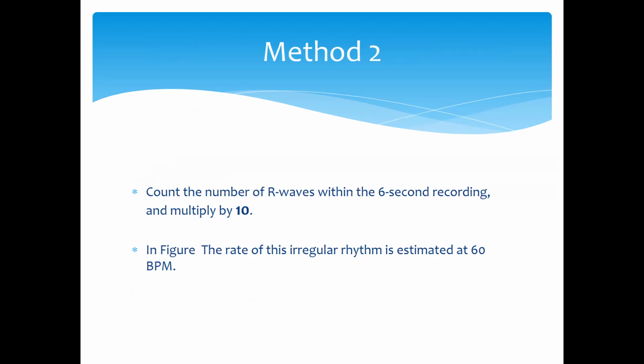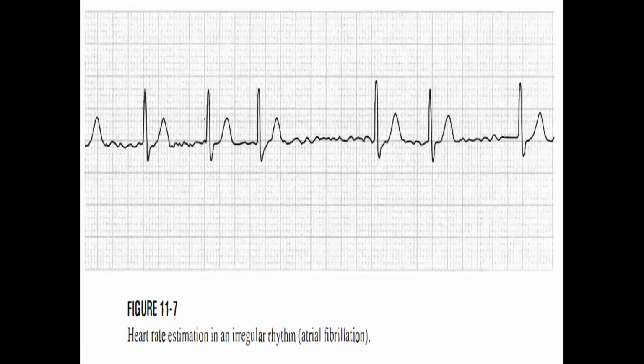The next method is known as the 6-second method for estimating the heart rate on ECG. In this method, we will count 30 large boxes. The 6-second method is a simple way to estimate the heart rate, especially useful for irregular rhythms like atrial fibrillation, as we can see here, there is again an irregular rhythm. So the 6-second method is used for such conditions when there is arrhythmia.